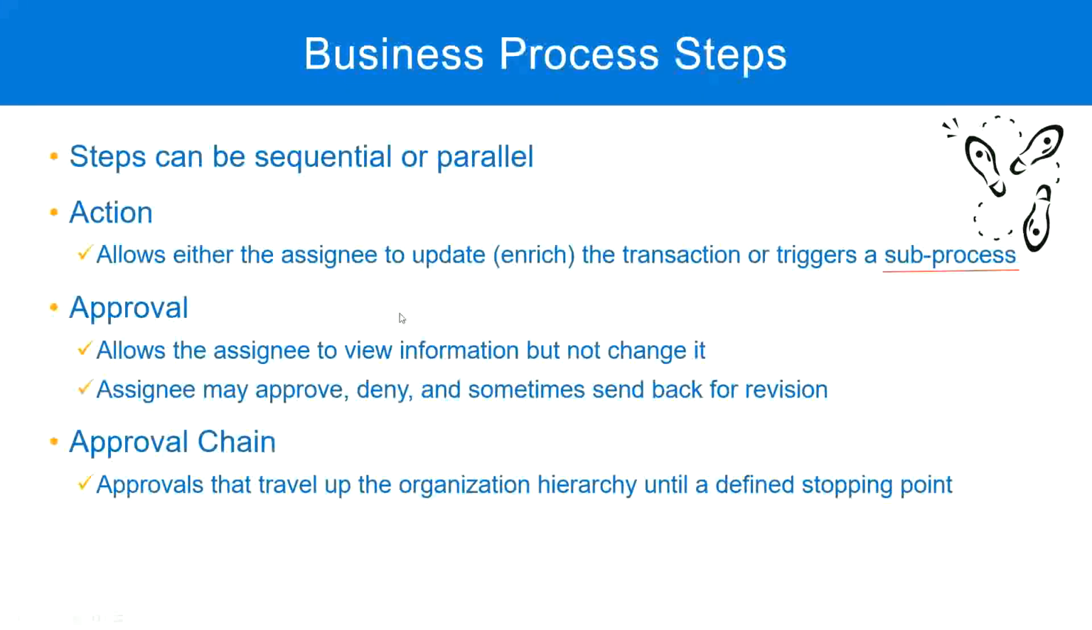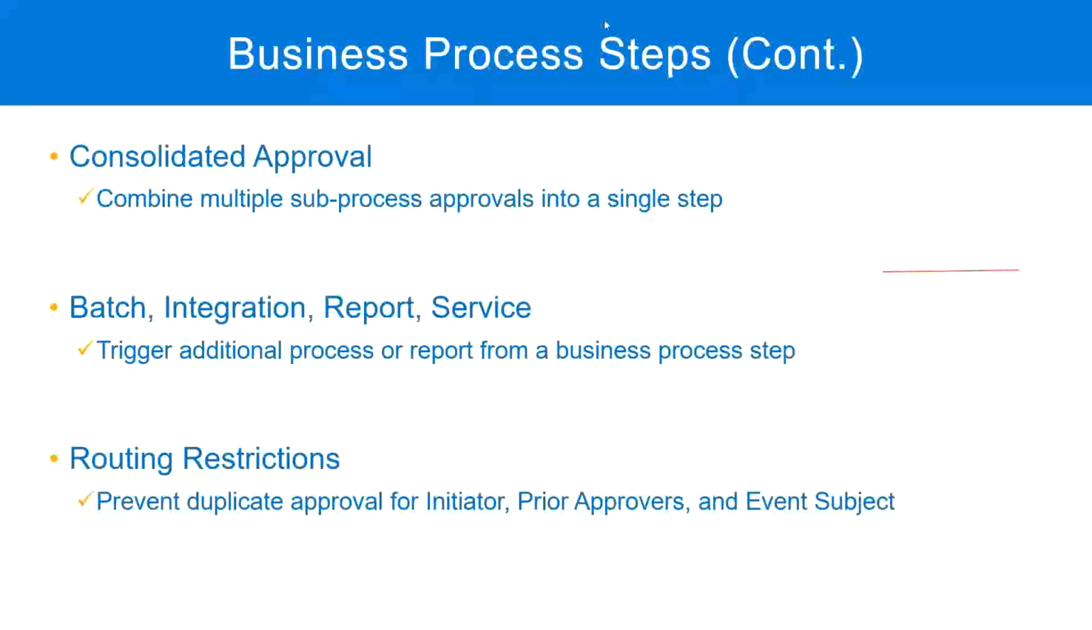Then we have another type of task, that is, consolidated approval. Now, what does this do? A consolidated approval allows you to combine multiple sub-process approvals into a single step. So this actually is aimed at efficiency. It's actually useful for making the process very efficient. Now let's take an example for that.